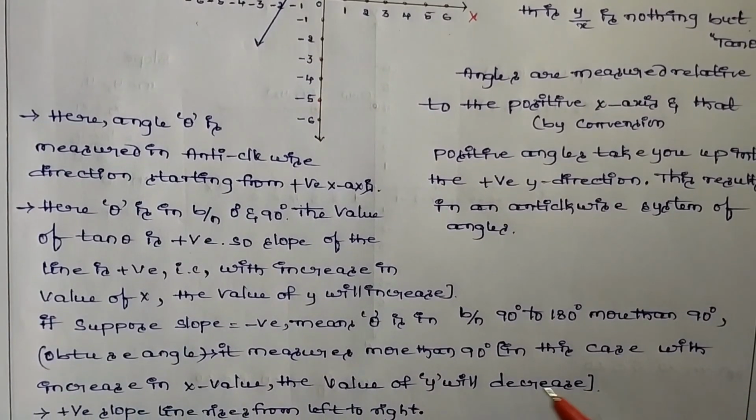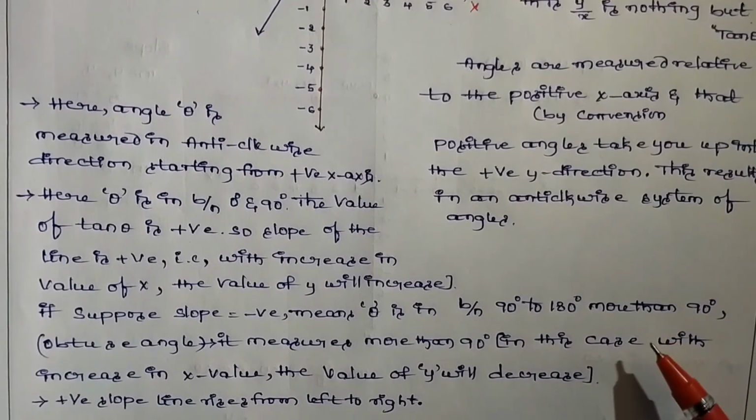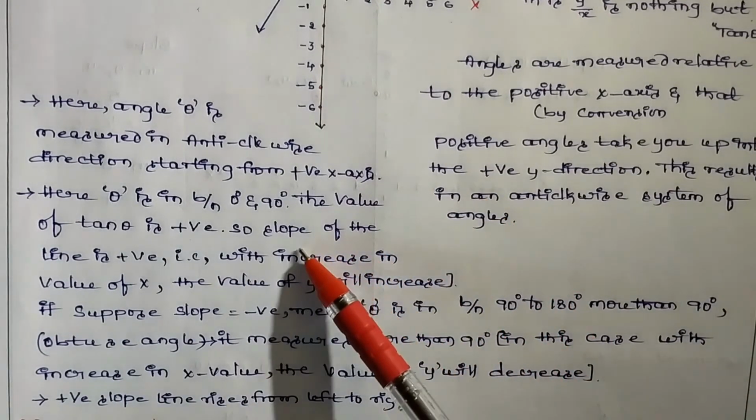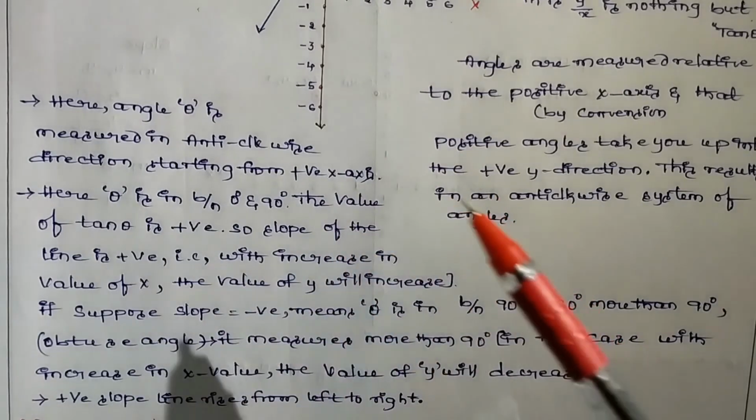Suppose slope is negative, which means theta is in between 90 degrees to 180 degrees. 90 degrees to 180 degrees means it is an obtuse angle because it is more than 90 degrees. Here in this case, if we increase the x value, the value of y will decrease. But with a positive slope, if the x value increases, the y value also increases.